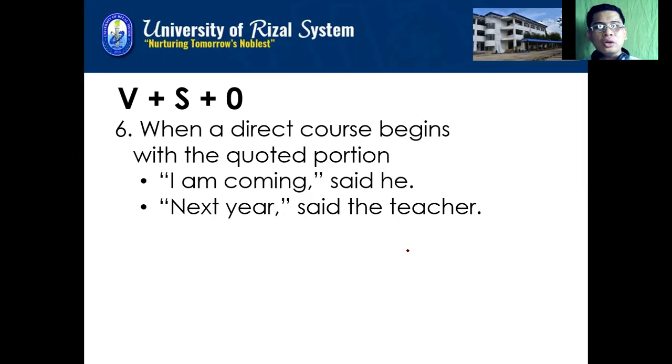If you're going to use a quoted portion, a direct quotation is automatically a VSO pattern. Okay, "I am coming," said he. "Next year," said the teacher. So it's a VSO pattern.